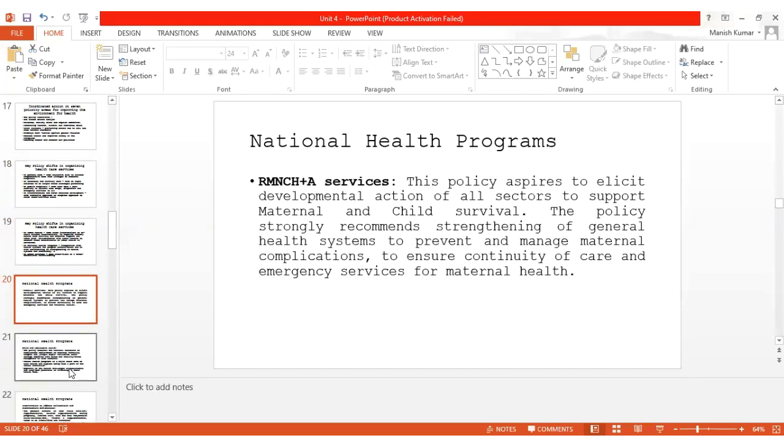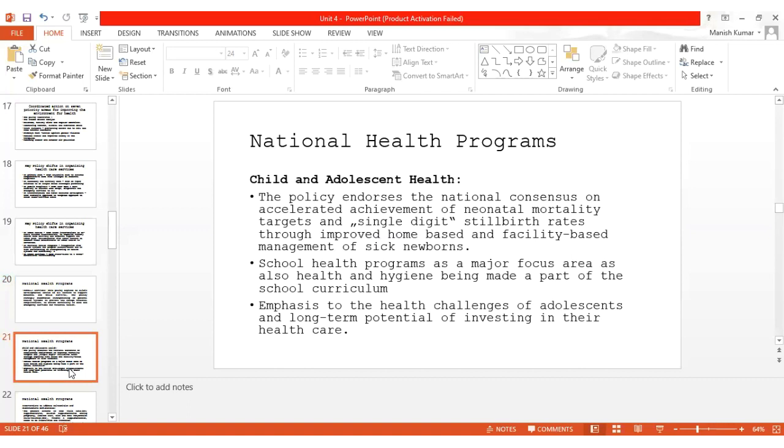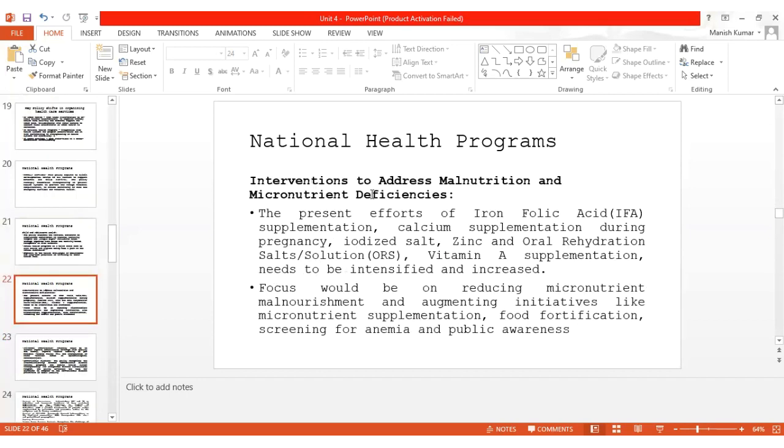Okay, so the national health programs come under the purview of this national health policy. There is something called RMNCH plus A: reproductive, maternal, neonatal, child health, and adolescent health. So all these programs come under this purview. Then the special focus on child and adolescent health: RKSK, Rashtriya Kishor Swasthya Karyakram, and RBSK, Rashtriya Bal Swasthya Karyakram. So these all come under this.